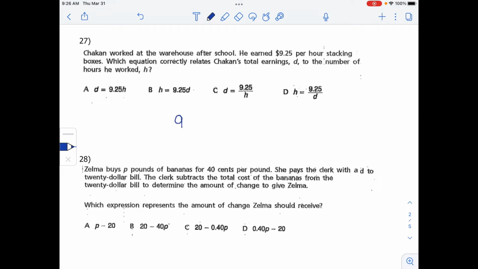So it seems like I'm multiplying $9.25 times the number of hours, that's H, that he works, and that's going to give our total earnings, right? That $27.75 or $18.50. Right, so 9.25 times H equals D. That's option A.